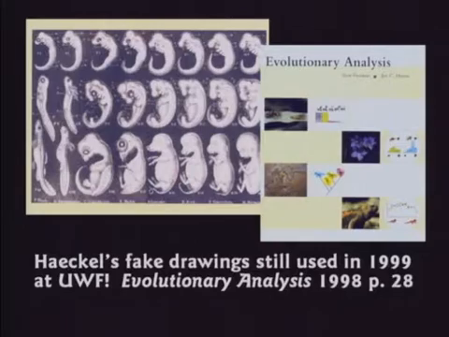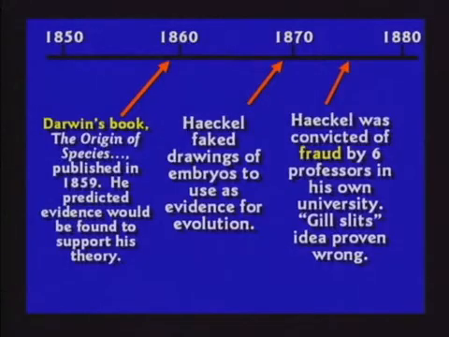Darwin wrote his book, 1859. He predicted evidence would be found. 1869, Haeckel faked the drawings. 1875, he was convicted of lying. But his drawings are still in textbooks 125 years later. Now, I know it takes a while for textbooks to get up to date, but I think 125 years is long enough. They're still teaching this stuff in textbooks all over the world.